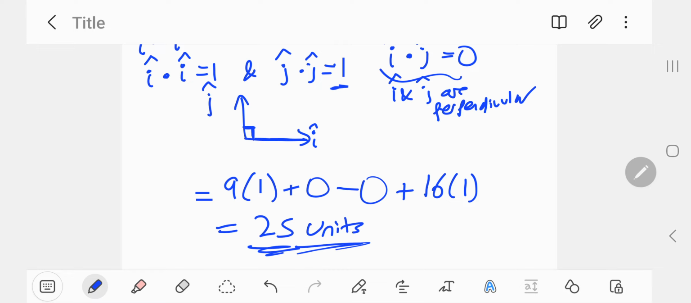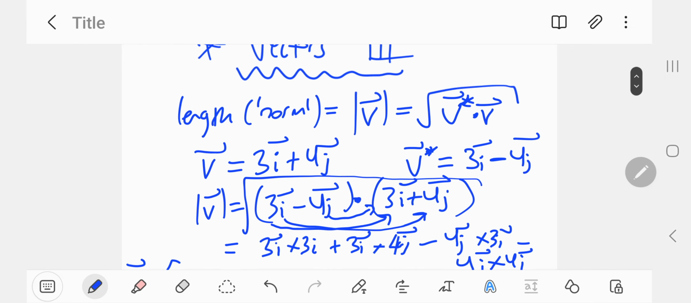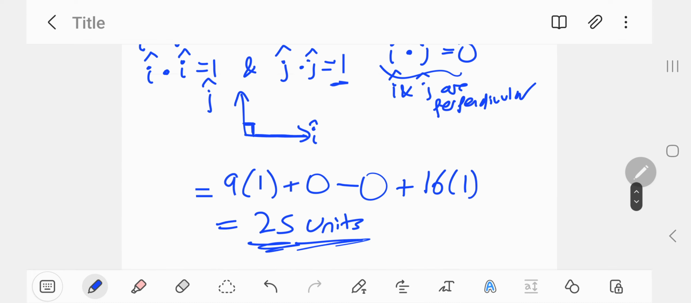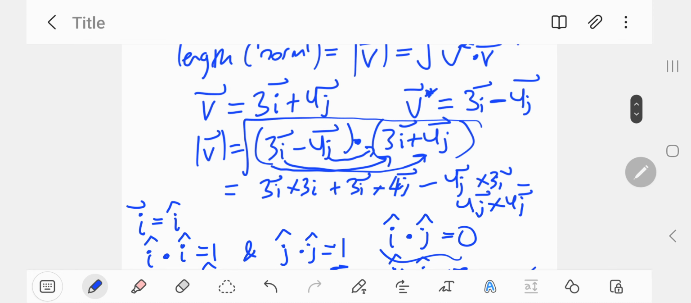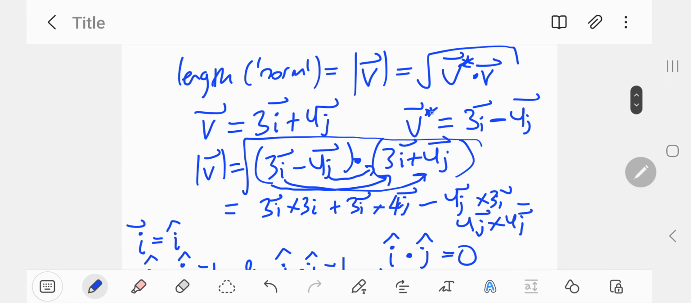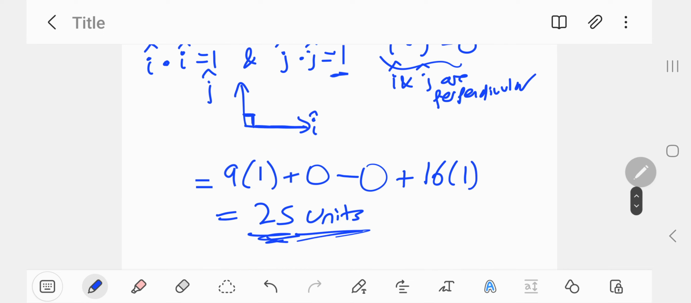Okay, that's how you take the dot product. That's how you find the length, the norm of a vector. That's the process, the series of steps you take to find it. So you find the vector asterisk, do the dot products, and you'll get an answer like this.